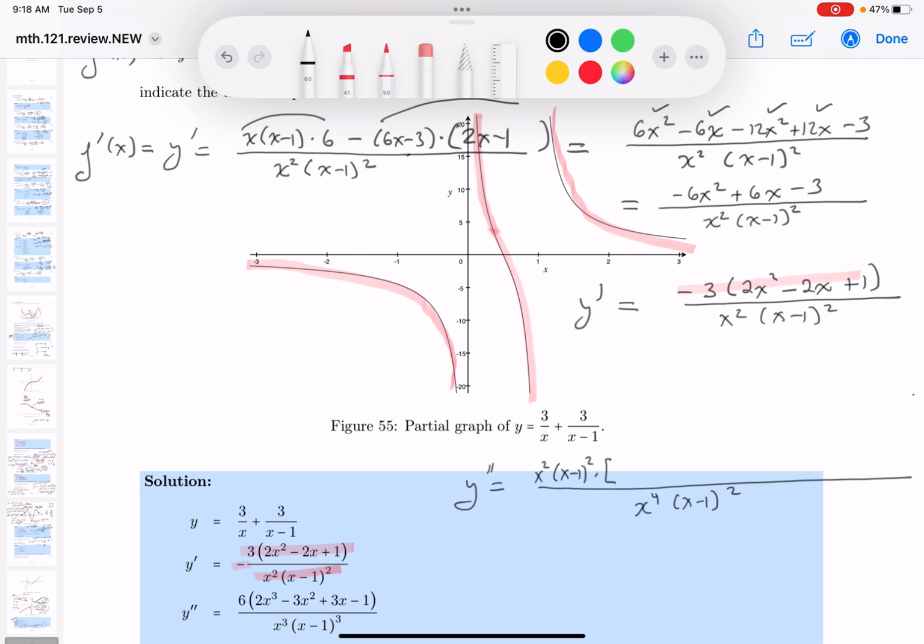Let me write the top down for you. And it's going to be minus 3. And then I'm going to get 4x minus 2. Minus the top. Well, minus and minus is plus, so plus 3. And then what do you get there? 2x squared minus 2x plus 1. All right?